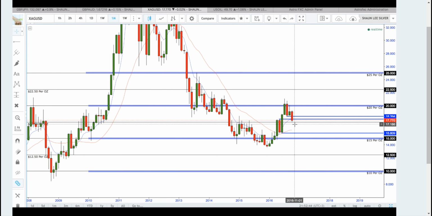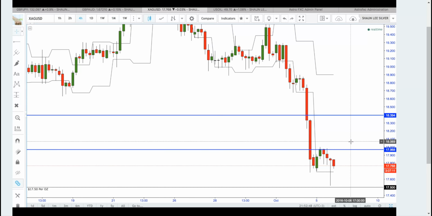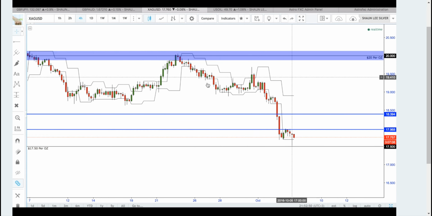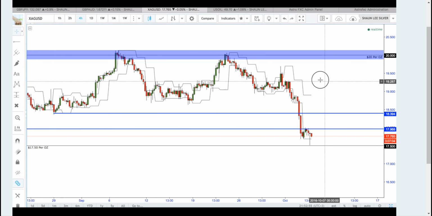So again, silver reacts with all of our strategies, same kind of stuff. As you can see, 1 dig, 2 dig, straight into the 20 zone there. It does react to the daily highs and lows as well. You can go and check this out yourself.